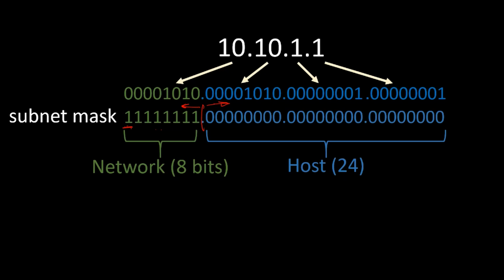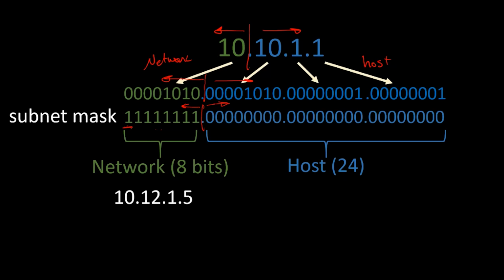So let's apply this mask to the IP address we have here. We start by applying it in binary format. So this part of our IP address is network, and this part of our IP address is host. Anything on this side represents the network, and anything on this side represents the host. So if we apply this in decimal format, this means 10 is the network part, and the rest of the IP address is the host part.